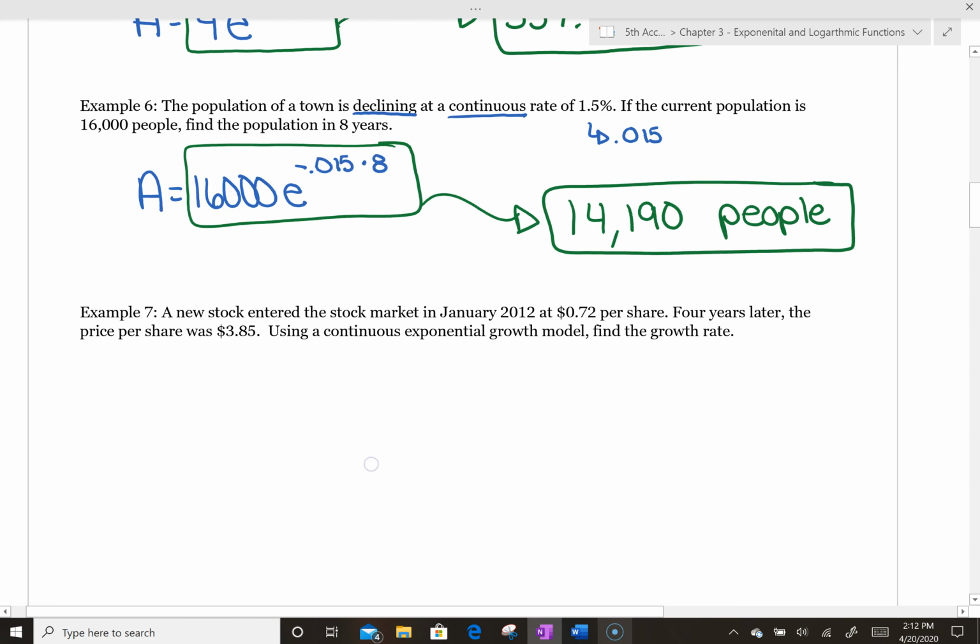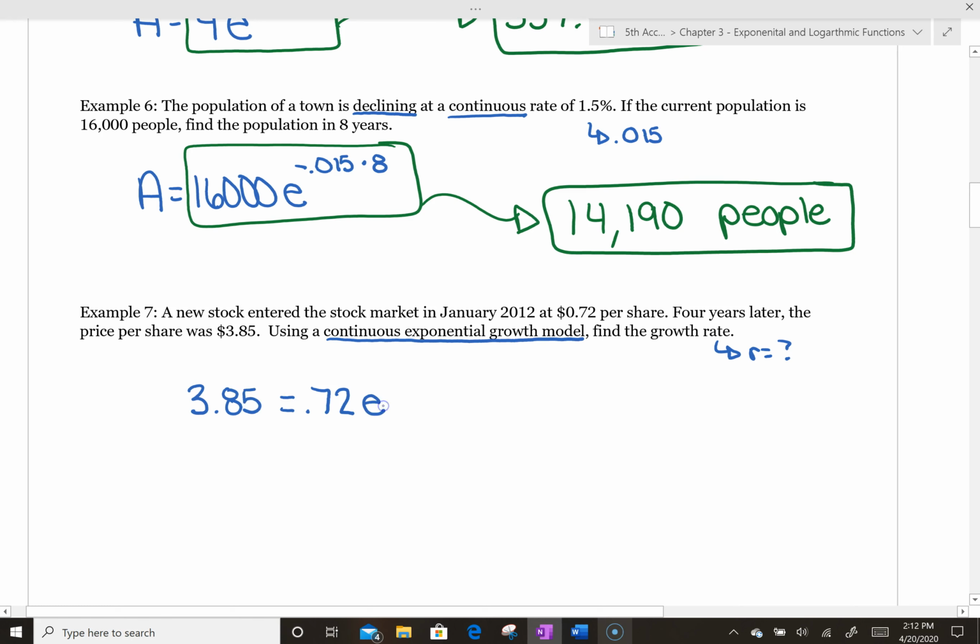Okay, example 7. A new stock entered the stock market in January 2012 at 72 cents per share. 4 years later, the price of each share was $3.85. Using a continuous exponential growth model, find the growth rate. So that means we are looking for R. So it started with 0.72 and it ended with 3.85.